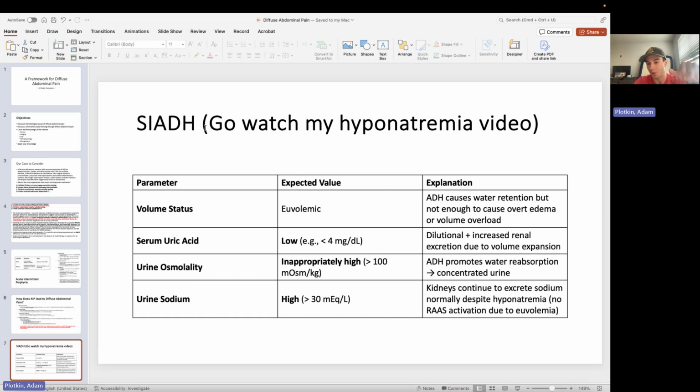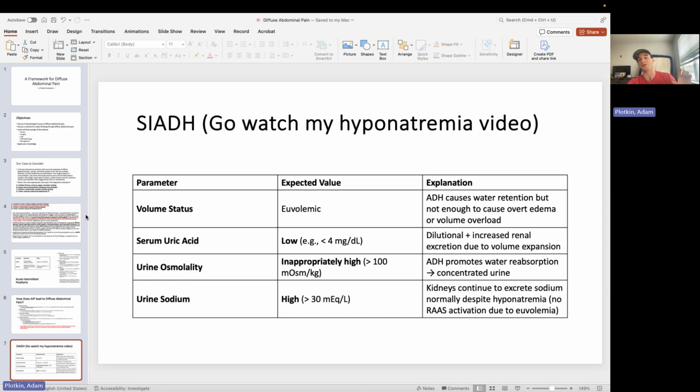Volume status, they're going to be euvolemic. ADH causes water retention. It causes stretch of my ventricles. We release ANP, BNP. They go down to the kidney. They cause afferent arteriolar dilation. We can pee out a lot of the volume we're retaining. We end up in a euvolemic state. The serum uric acid is usually low. It's usually less than 4, and that's because we've got this dilutional effect and increased renal excretion of the uric acid because we're maintaining our GFR. Okay, whereas in hypovolemia, hypervolemia, we have less forward flow. My GFR goes down. Uric acid increases above 4.